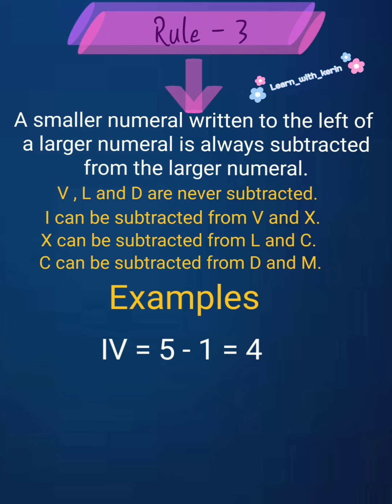Let us consider one more example, children. XC. X is smaller than that of C. So, we have to subtract 10 from 100. So, 100 minus 10 is equal to 90. That means XC is equal to 90.